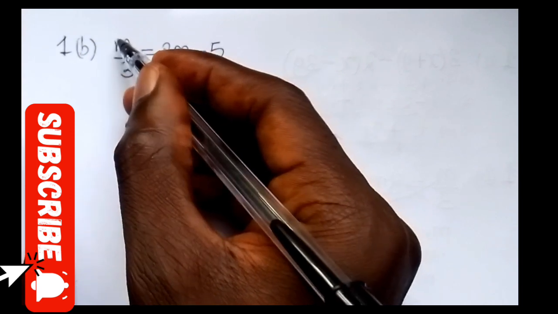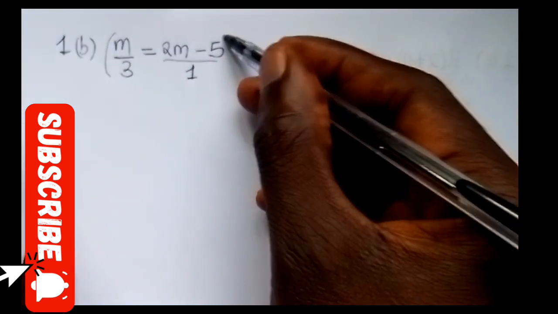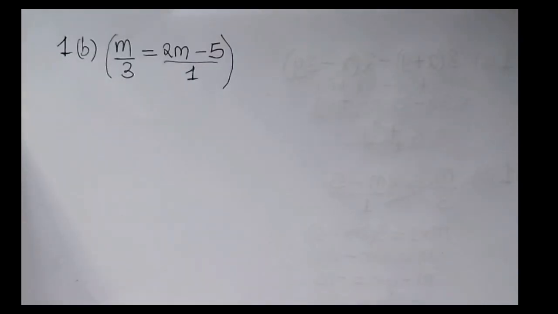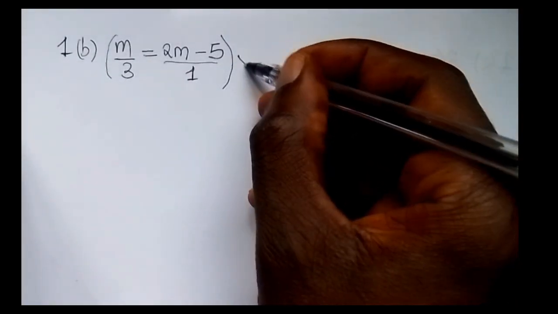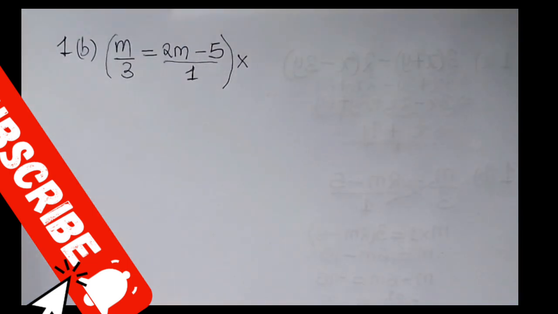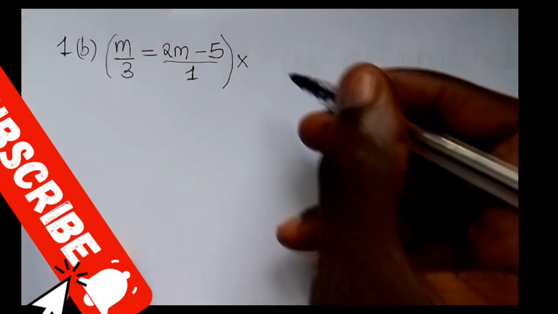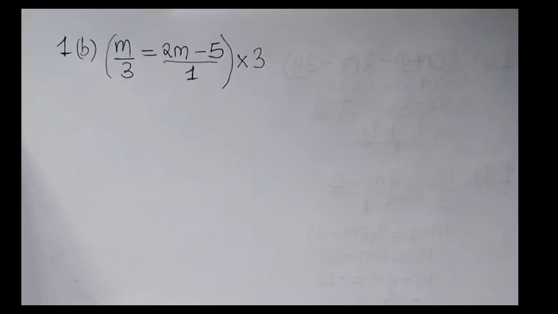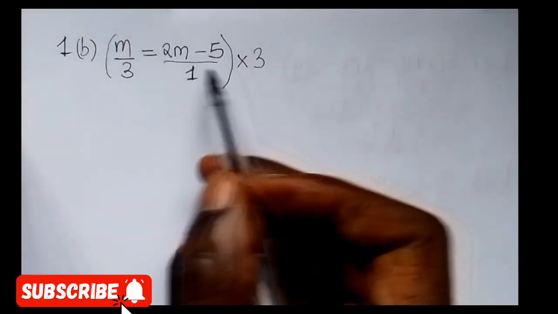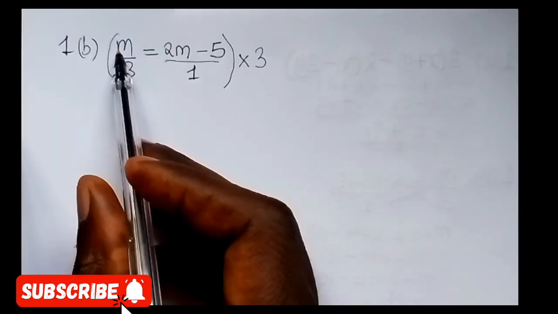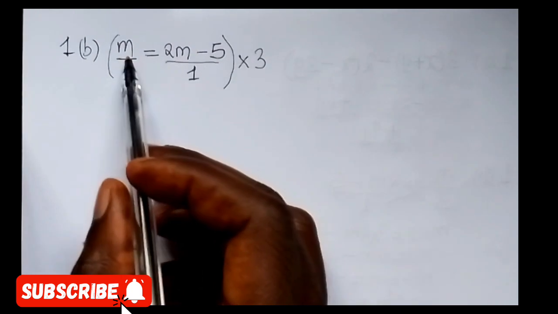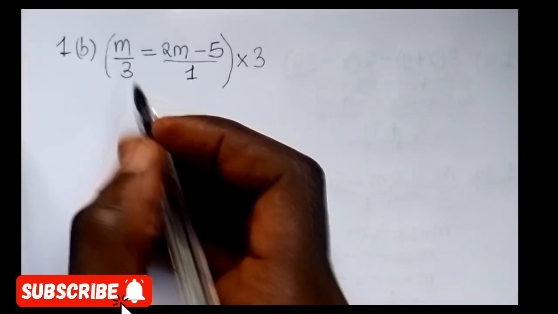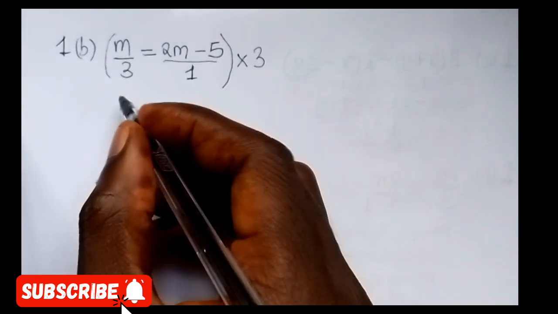So what we're going to do is put brackets this side and also brackets this side. Since we've identified the number that can divide 3 and 1, it means that number is going to multiply this whole equation. So we're going to multiply through by 3. Multiplying through by 3 means that this fraction is going to multiply with 3. So we can start with the same 3 and then show the multiplication of the fraction.